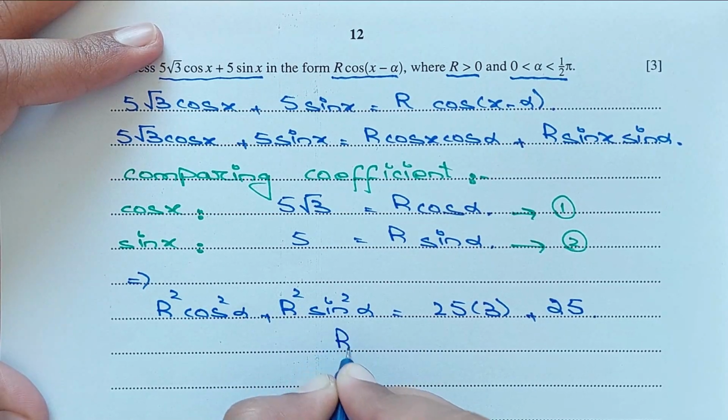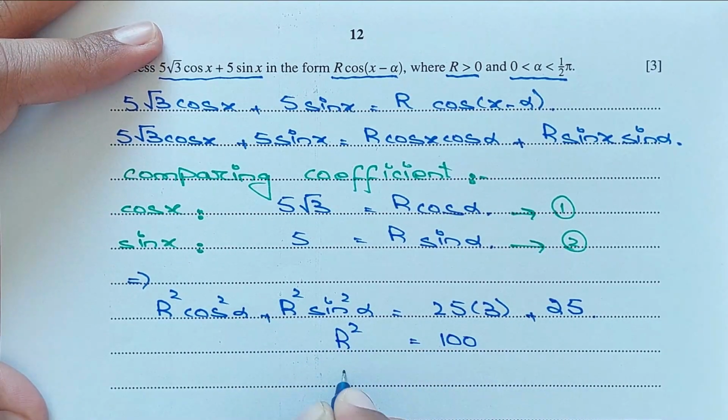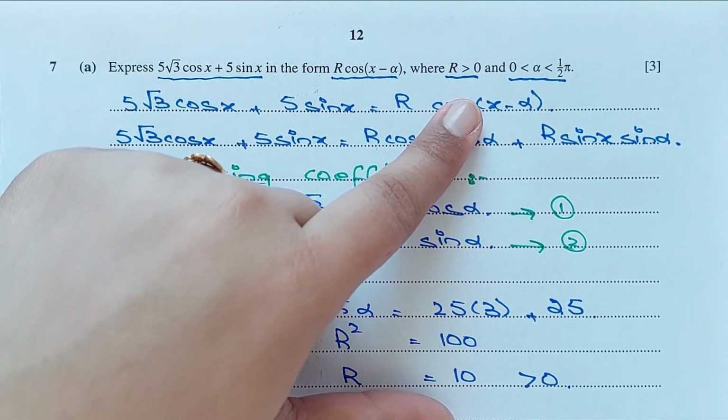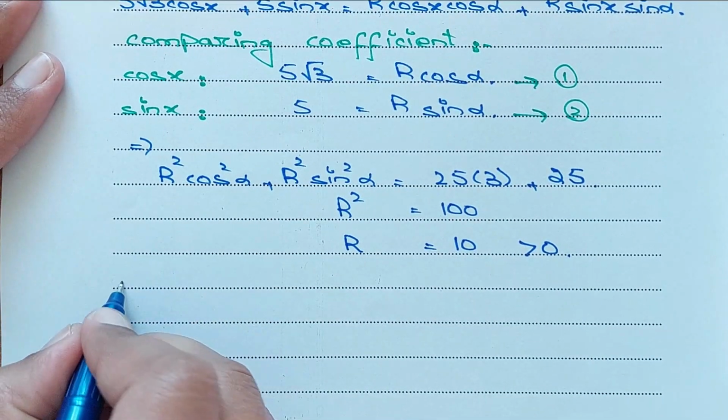So r squared equals 100 and r equals 10, which is greater than 0. We have to take the positive square root, not the negative one, because r is greater than 0. Now let me solve for alpha.